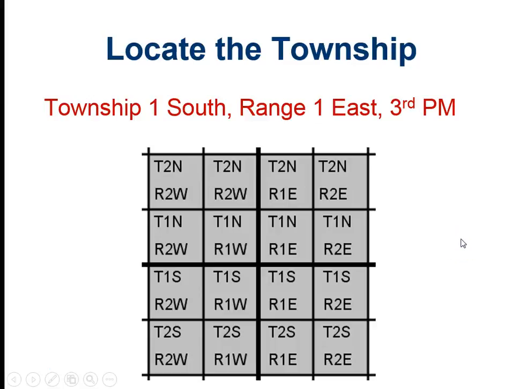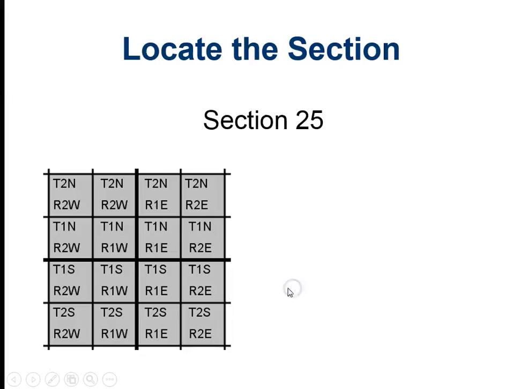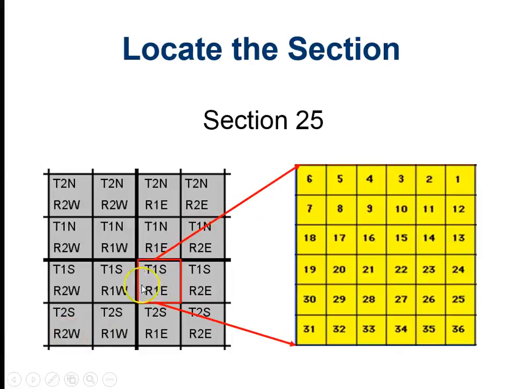So now let's do an example. Township 1 south, range 1 east, third prime meridian. So this is our prime meridian here. Township 1 south is this row, range 1 east. That's this square here. Now I want to go from that one to section 25. You'll do this on your knowledge check too. Circle this one on your knowledge check if this was the example.